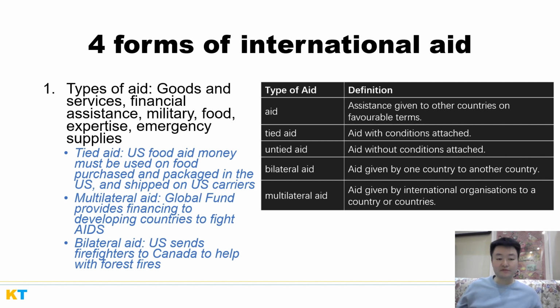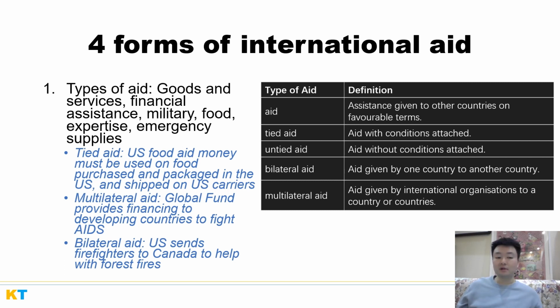And an example of tied aid would be US food aid money has to be used on food purchased and packaged in the US and shipped on US carriers. So the USA will give money to developing countries for food, but they have to use that money on US food shipped on US carriers.